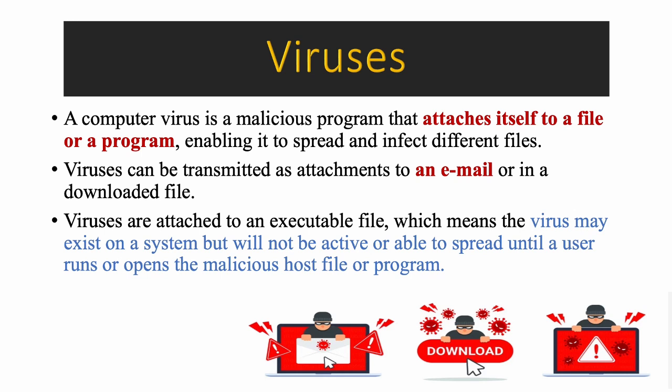The first type of these harmful programs is a computer virus. A computer virus is a type of malware that attaches itself to a file or program and spreads once the file is opened or executed. Viruses can corrupt or delete data and are often spread through infected email attachments or downloads.